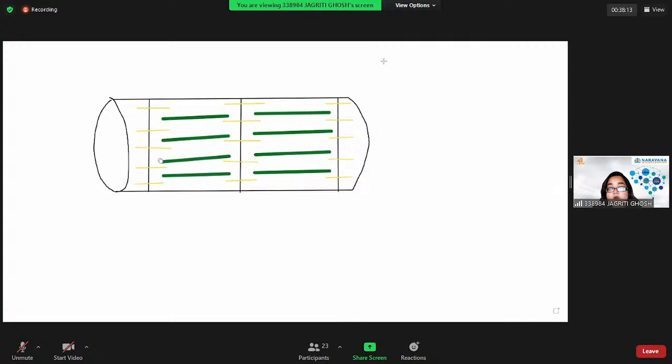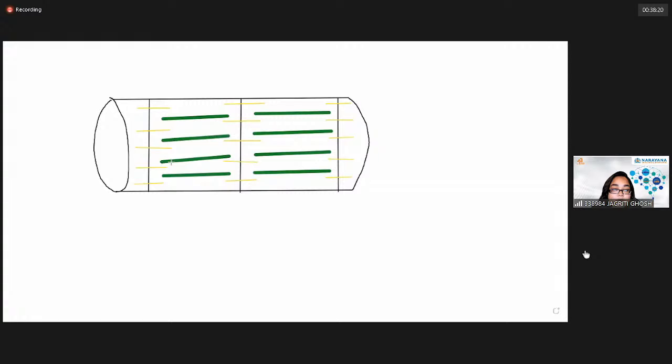Now, next question. The total length of the thick filament, that is from here and here, this total length is called as A band. This is called as A band.